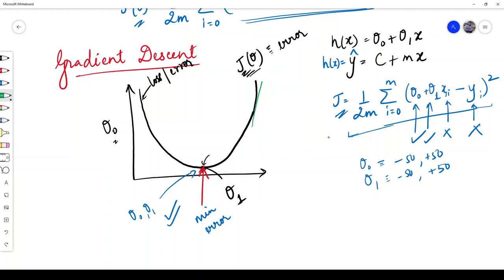Okay, assume that initially we have chosen some particular random values of theta naught and theta one. Let's say the value is here. And therefore we find the slope at this point. And once we get the slope at this point, we get some particular derivative values, right? Because, you know, you're differentiating it, so you get some derivative values. Now what you need to do again is this will, the derivative at this point will actually give you the direction in which to move to minimize that value.